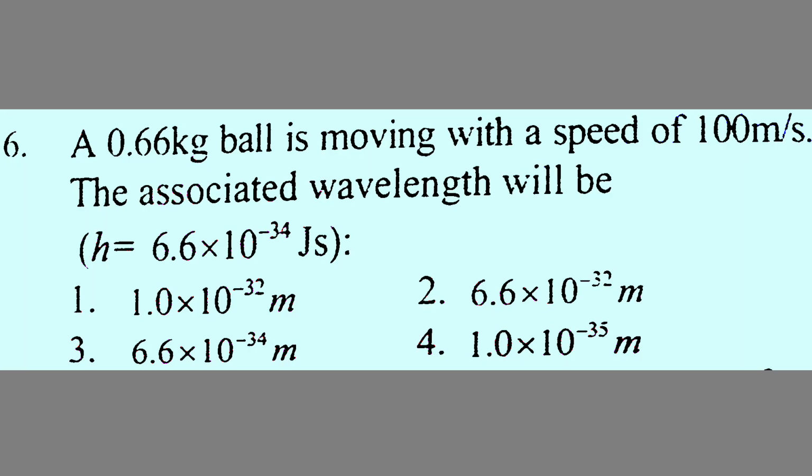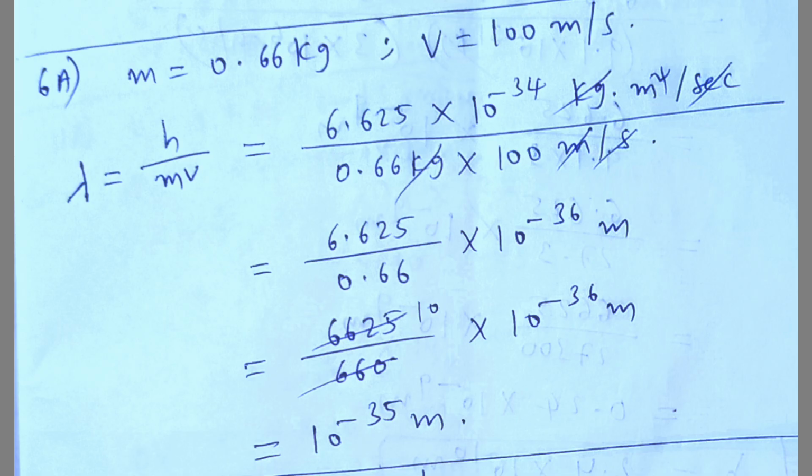Now the next problem is, a 0.66 kg ball is moving with a speed of 100 meters per second. The associated wavelength will be. Now let me do the answer. First let me write the values which are given in the question. Now all these values we have to substitute in this formula, then we get the answer.